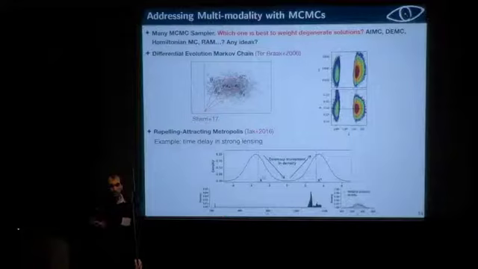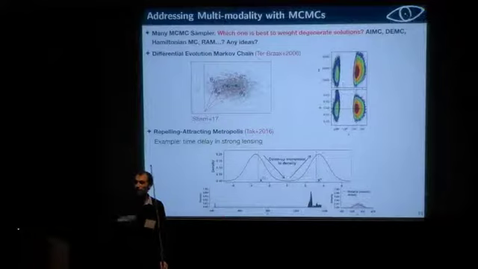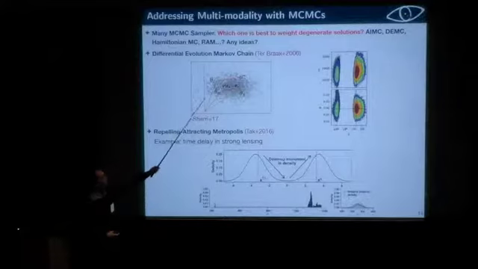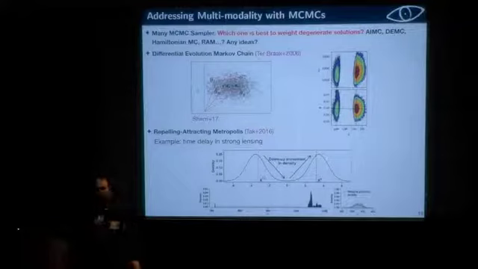Imagine you have the best machine learning algorithm. You have identified your solutions, and now you want to do the Bayesian analysis. So I cite two examples. The first one we already spoke about. I think Etienne spoke about differential evolution, Markov chain.